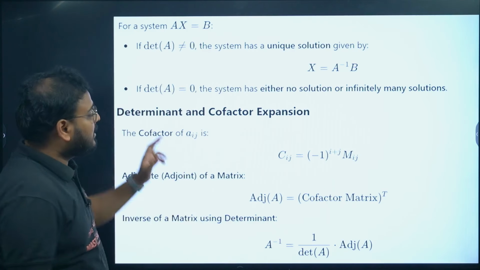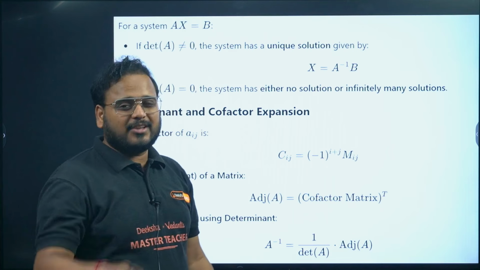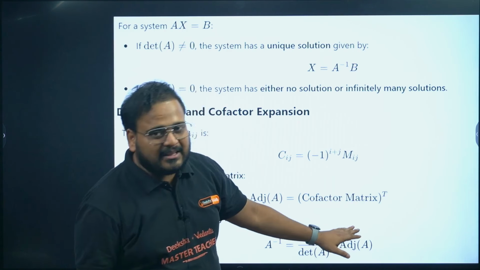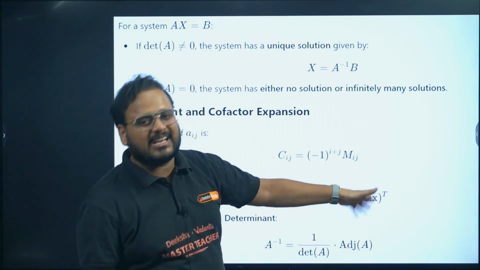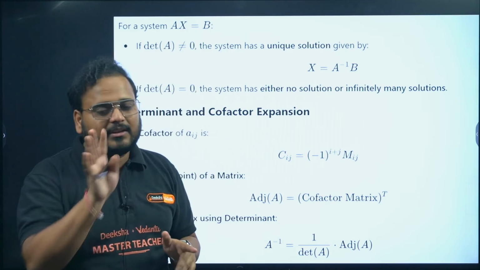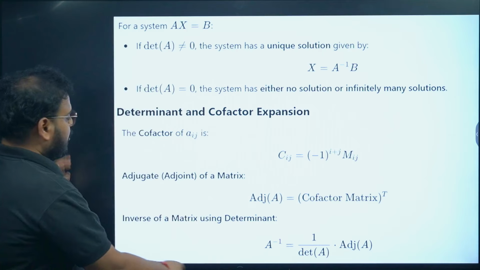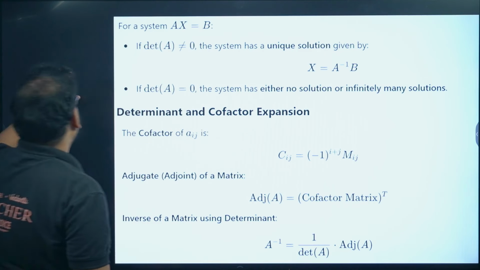You don't have to use this entire process to find the adjoint, which is a longer process, right? Finding the minor, then going to finding the cofactor, then taking the transpose. No need to do that. There's a trick. Directly use it and get the answer. You have A inverse equals adjoint of A by determinant of A.